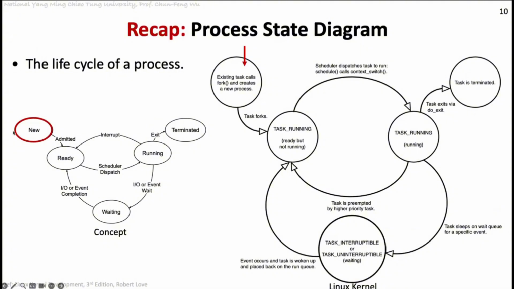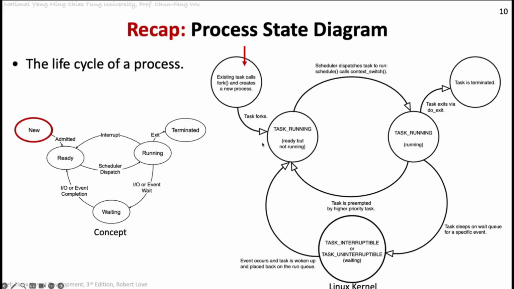So when the process is new, it means the process has just been created. In this case, we use a fork kind of system call to create a new process, and later on we will talk about how the fork function works. After creating the process, the process will be added to the ready queue, or the run queue. At this moment, the state of the process will be changed to TASK_RUNNING.